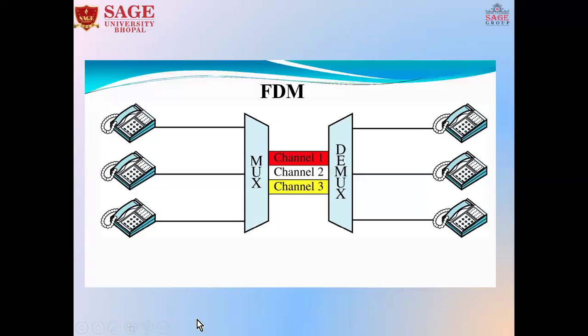Here is the diagram of frequency division multiplexing, in which the value of n is 3. Here, 3 telephone subscribers' data is transmitted on the single path: 3 channels, channel 1, channel 2, and channel 3. Channel 1 has a different frequency, channel 2 has a different frequency, and channel 3 has a different frequency. There will be a guard band between these frequencies in order to avoid overlapping of the signals.